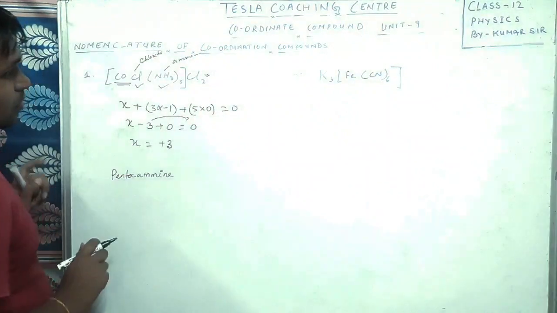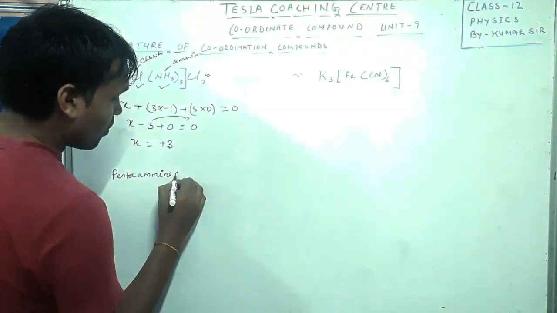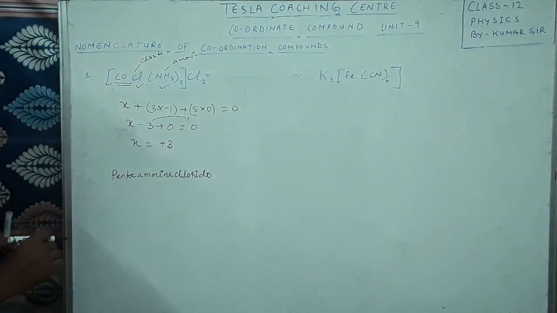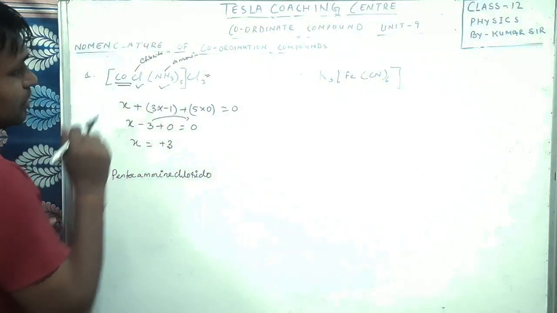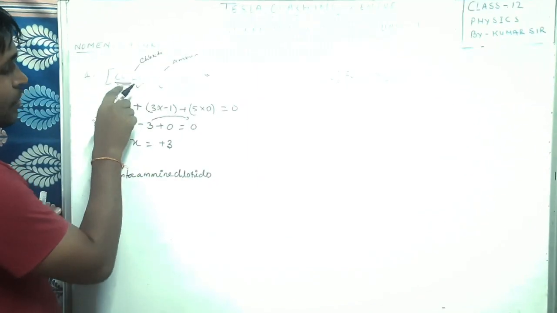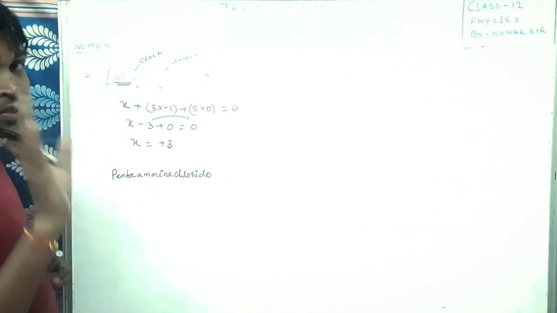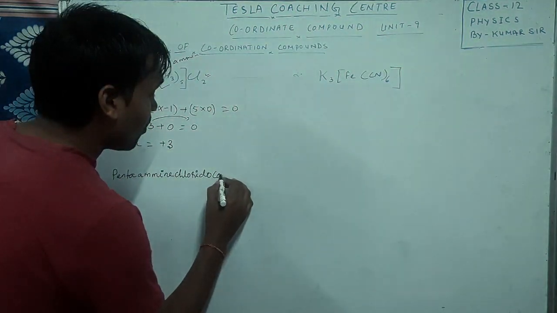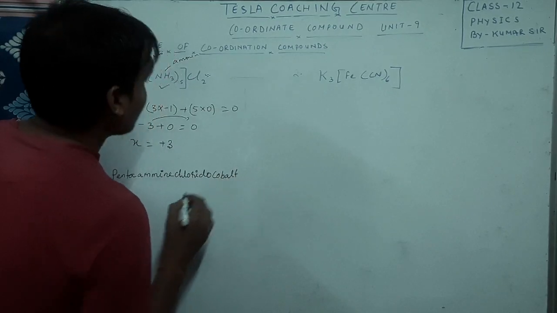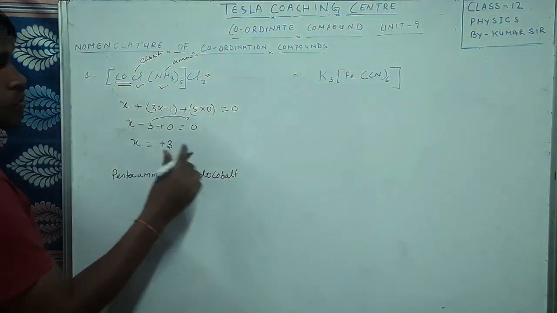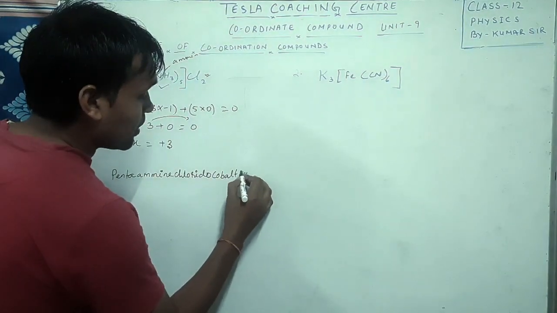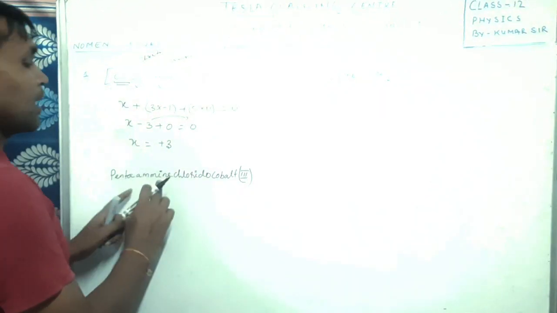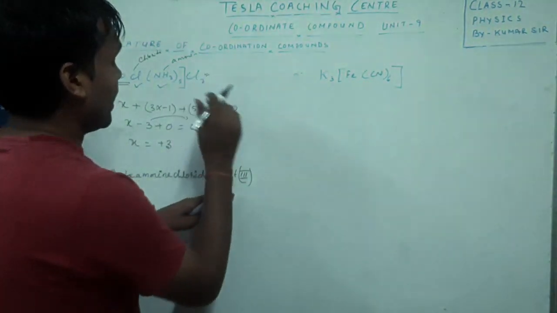Then how much chlorine is there? 1. So chlorido. Now what is the metal atom here? The metal atom is cobalt. So we'll write pentaammine chlorido cobalt. The oxidation number we got is 3, so we'll write the oxidation number 3 in Roman numerals, in brackets. So pentaammine chlorido cobalt(III).